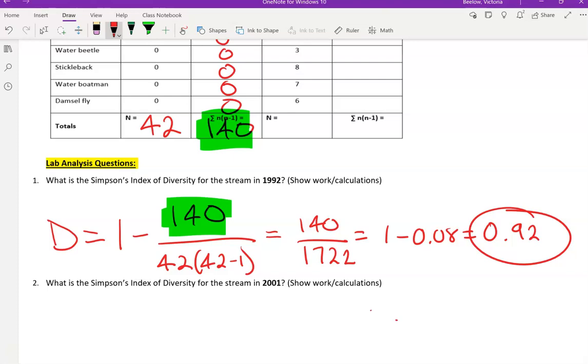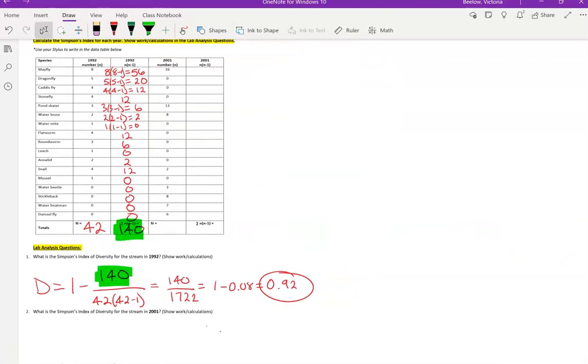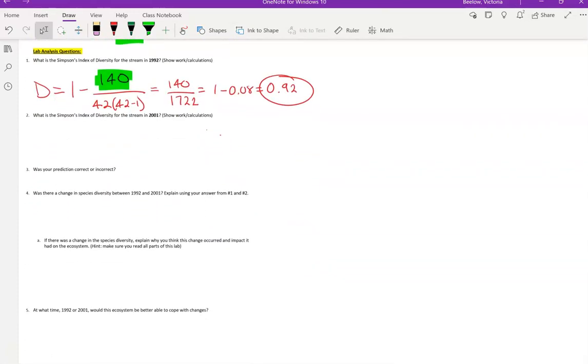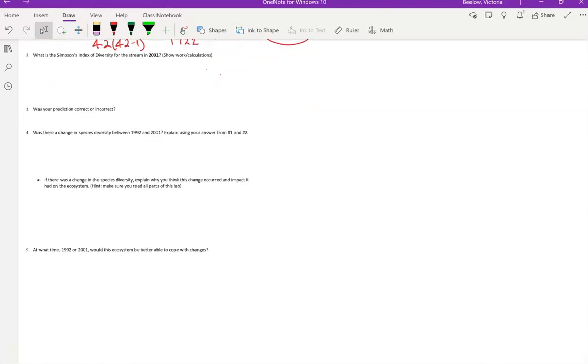And then you're going to do the same thing for the 2001 data. And again, make sure you show your work for that. Then you'll answer question number 3. Was your prediction correct or incorrect? It's okay if you were wrong, no big deal. And then you're going to answer questions 4, 4A, and 5.